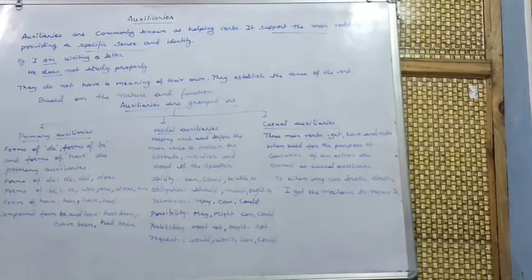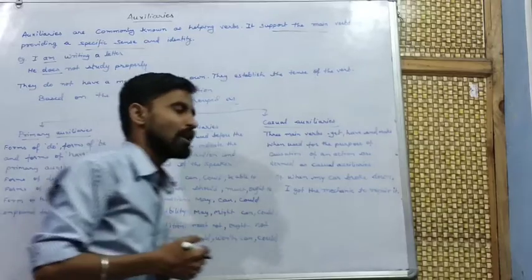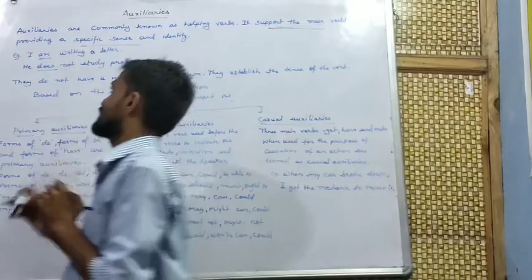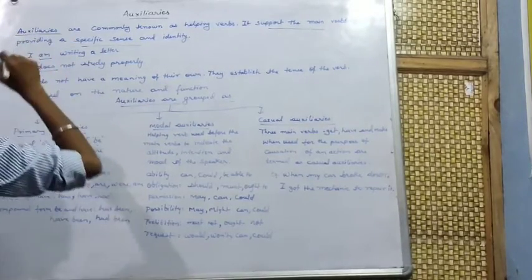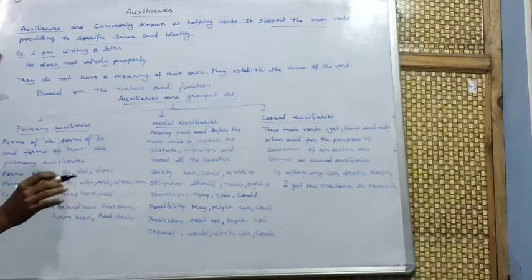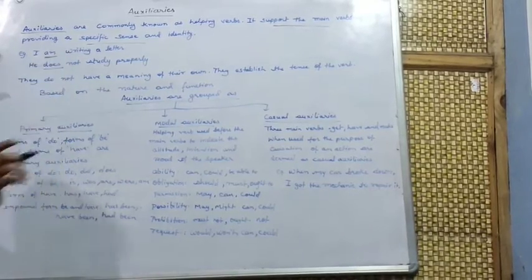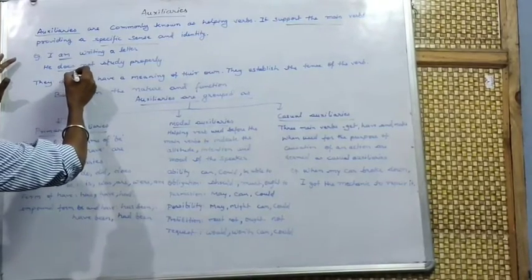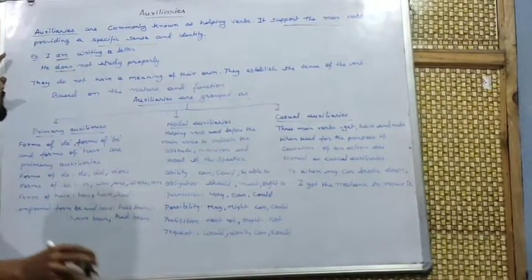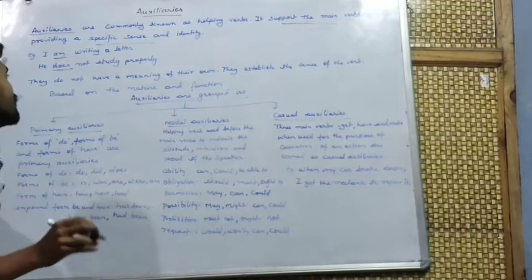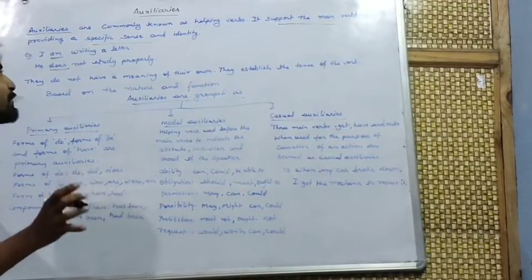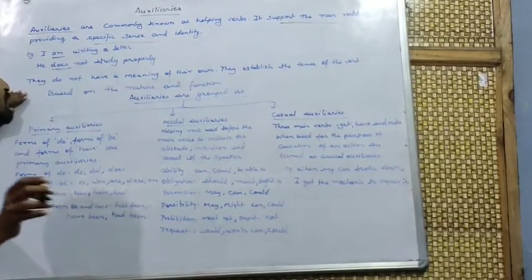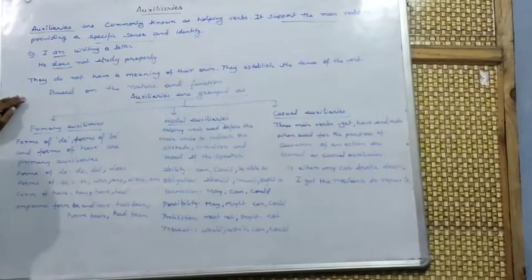I am writing a letter. Here I am giving some examples to identify the importance and the uses of the auxiliary verb. Auxiliary is a part of verb. I am writing a letter. Am here is what? Am is an auxiliary. He does not study properly. Does is what? Auxiliary. But the main thing we derive from these examples is that they do not have a meaning of their own.